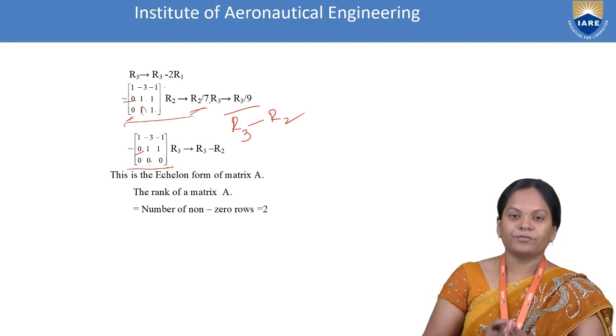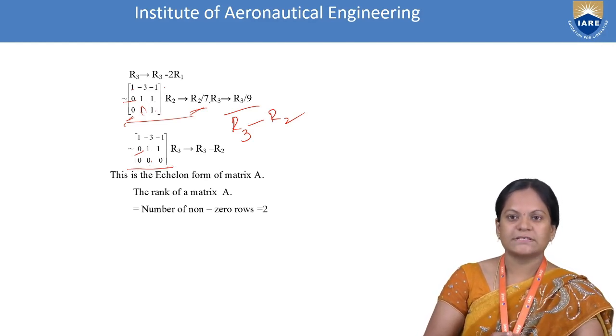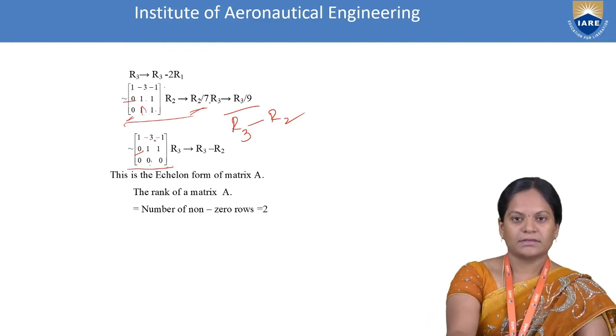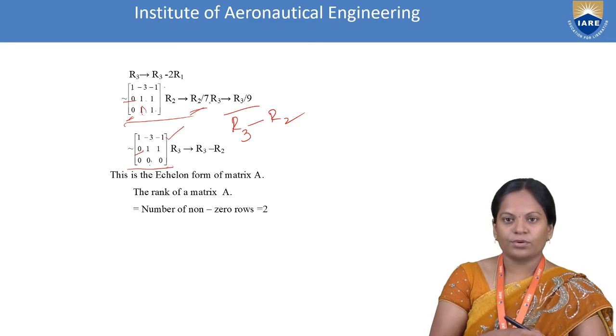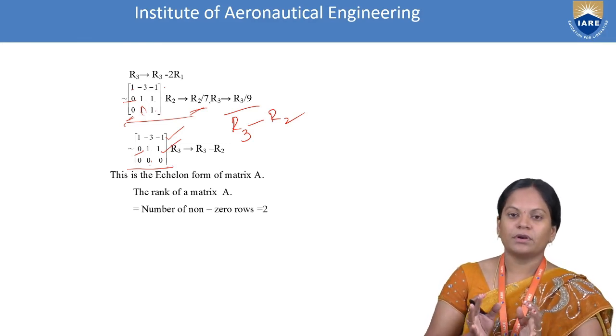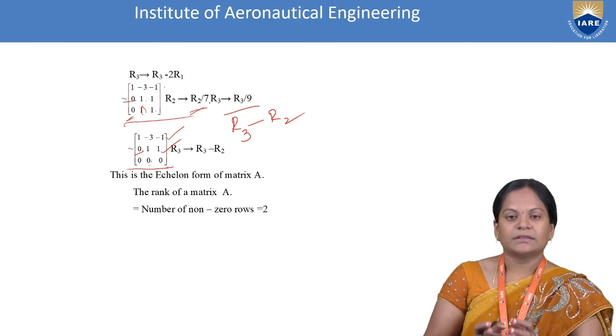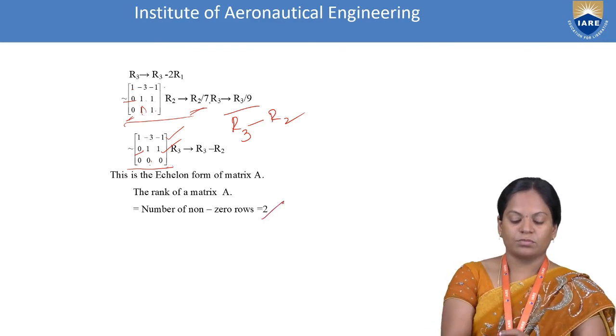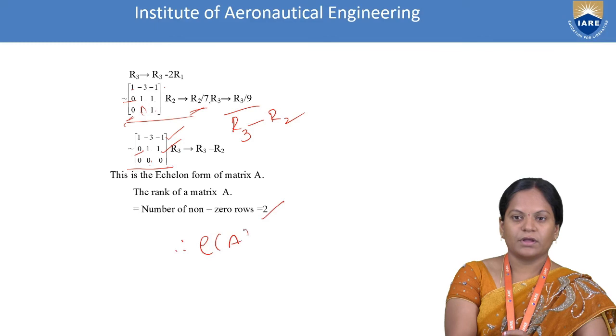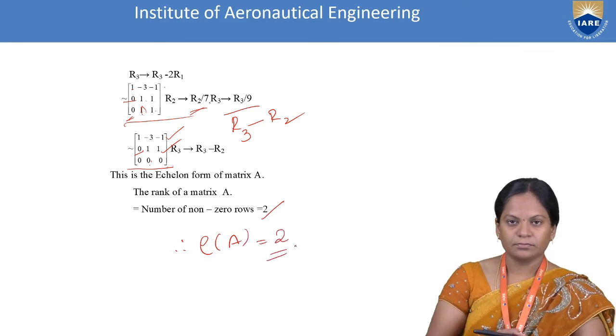Now take the number of non-zero rows. How many non-zero rows are here? 1 -3 -1, the first row, is a non-zero row, and the second row 0 1 1 is also a non-zero row, and in the last row all the elements are zeros. So here we have only two non-zero rows. The rank of the matrix A is nothing but the number of non-zero rows. The number of non-zero rows here is 2. Therefore the rank of the given matrix A is 2.